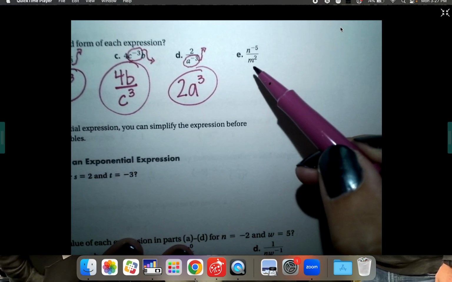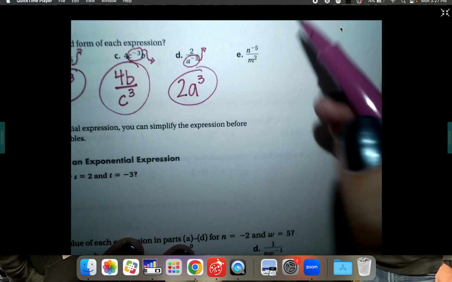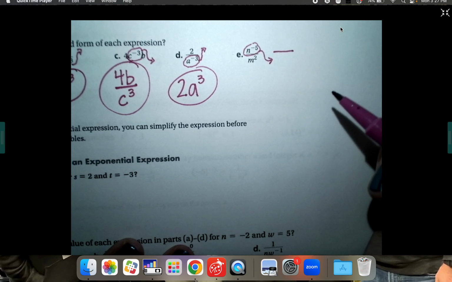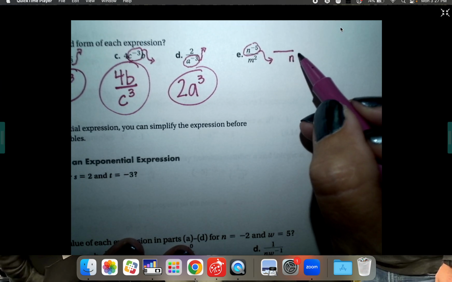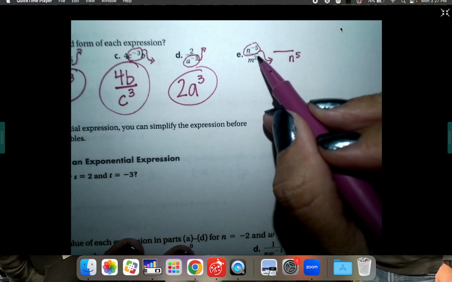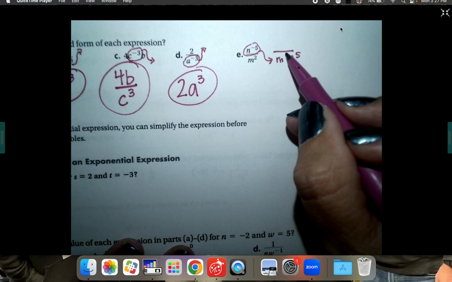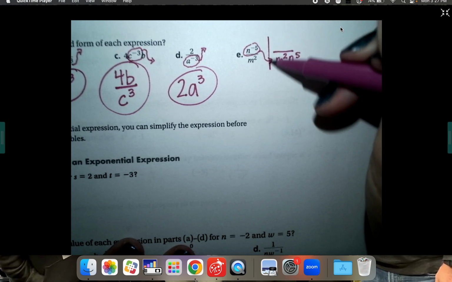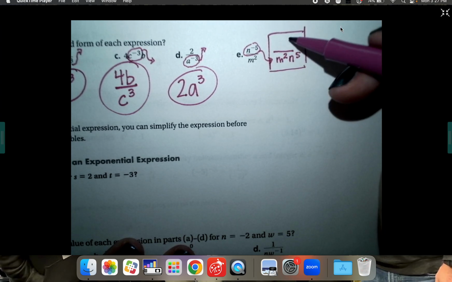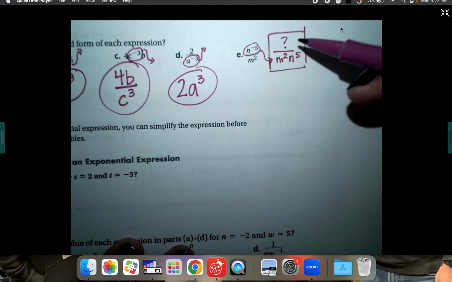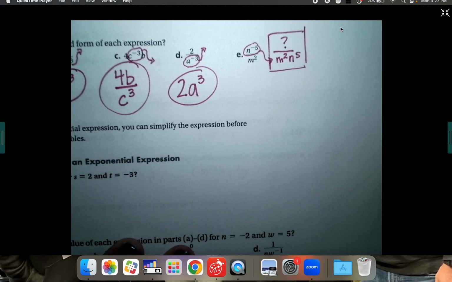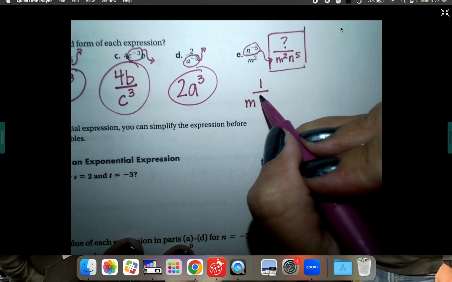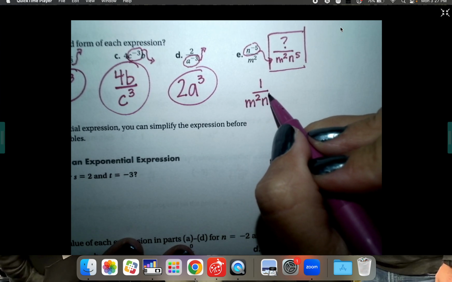And it looks like this n to the negative 5 is going to have to flip to the denominator. And when it flips to the denominator and becomes positive, it's going to join the m squared that was already there. And you cannot leave a fraction with an empty numerator. You can't leave it with nothing on the top. So you're going to fill that with a hidden invisible 1. So the final answer here is actually 1 over m squared n to the 5th.